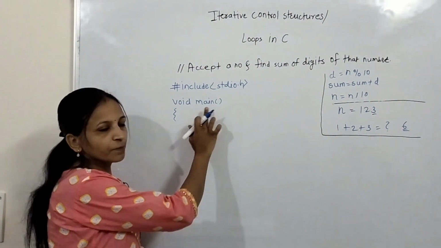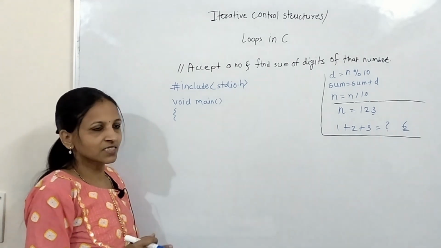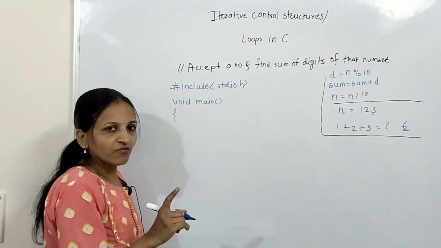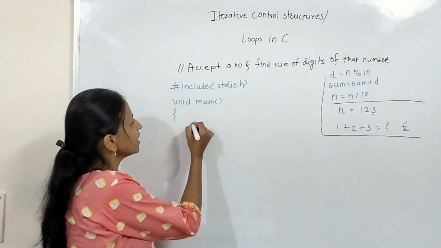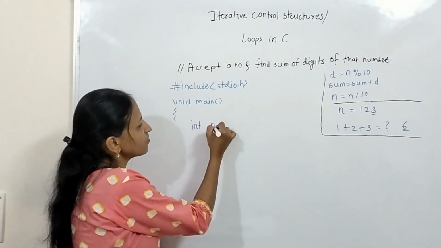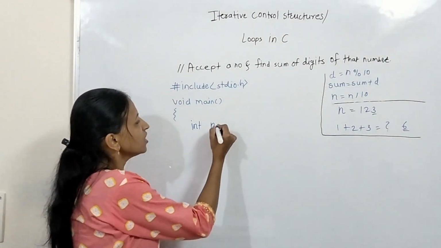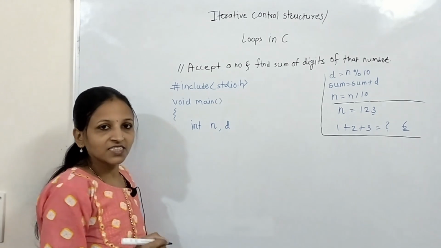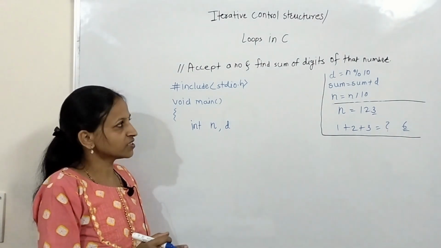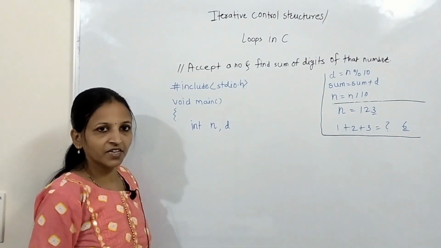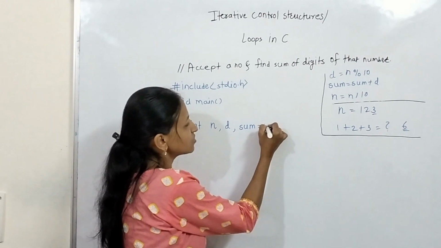Now void main is the main function of our C program where execution starts. Now we have to declare one variable to accept a number from the user and store it. We will take one integer variable, n, to store the number entered by the user. One more variable we will require is d, because we are separating digits from that number, and they should get stored somewhere. For that we have declared the d variable, and one more, that is sum. We will store the sum inside this variable.